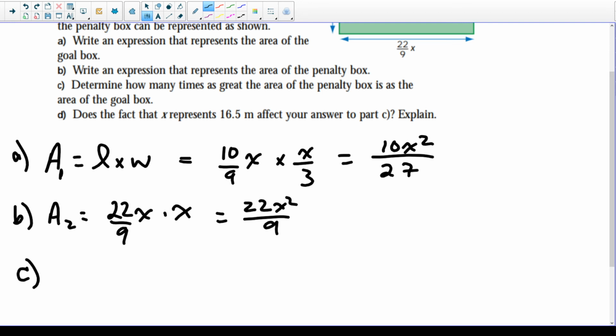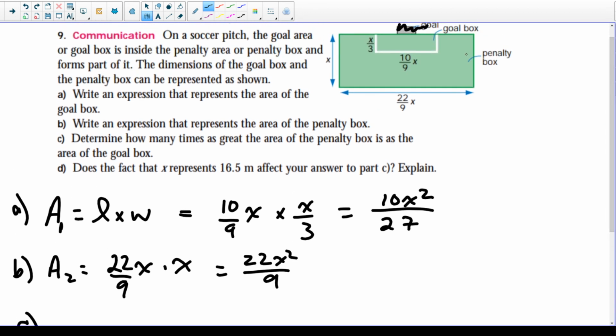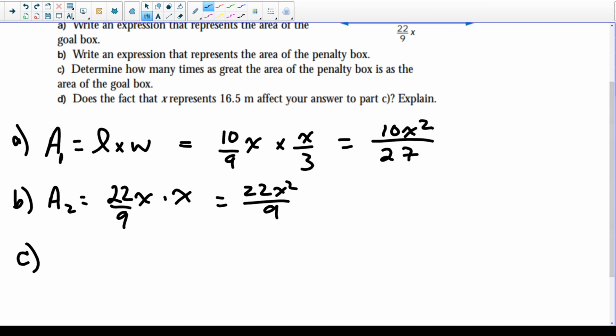So you're going to see this type of thing happen a lot, where it says determine how many times as great the area of the penalty box is to the area of the goal box. So you can clearly see that the area of the penalty box is much bigger than the area of the goal box. They're asking you, can you find out by what factor it's bigger? And I've seen this kind of question mess students up as to how do you calculate that? Do you subtract? Do you divide? What do you do to figure out how many times as great one area is to the other one? And that is a division.